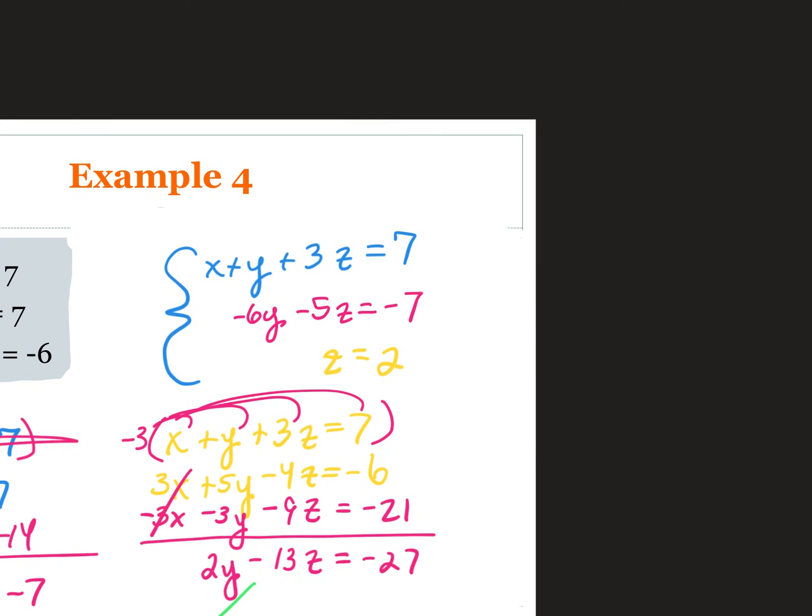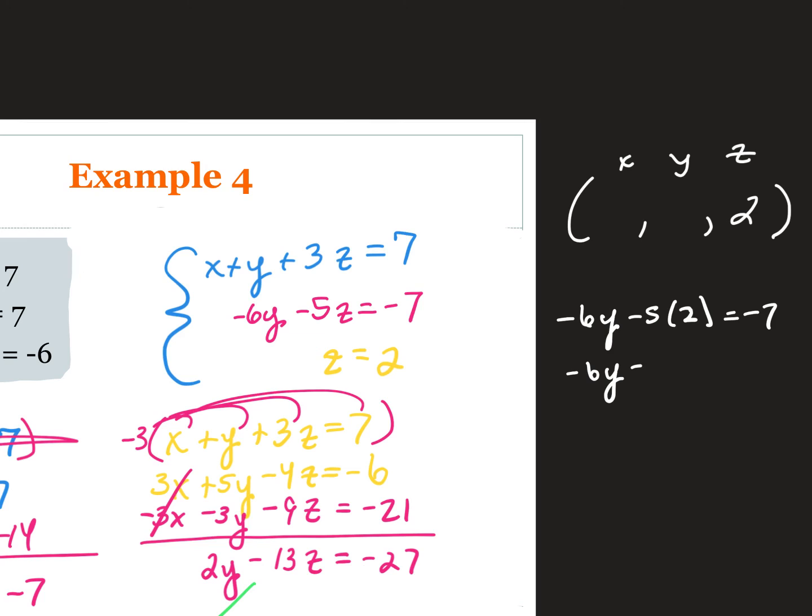Is that my ordered pair? I'm sorry, not an ordered pair, an ordered triple. No. I know that z is 2, so I have to use back substitution to find x and y. So take this 2 and plug it in. You have negative 6y minus 5 times 2 equals negative 7. Negative 6y minus 10 equals negative 7, right? Add 10 to both sides. Negative 6y equals 3.